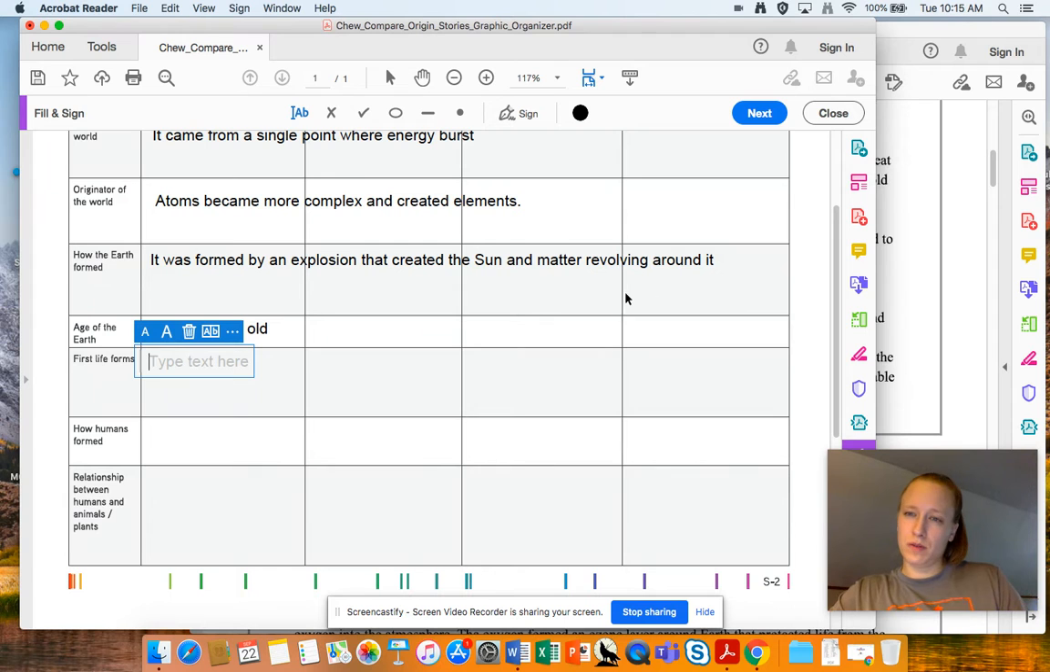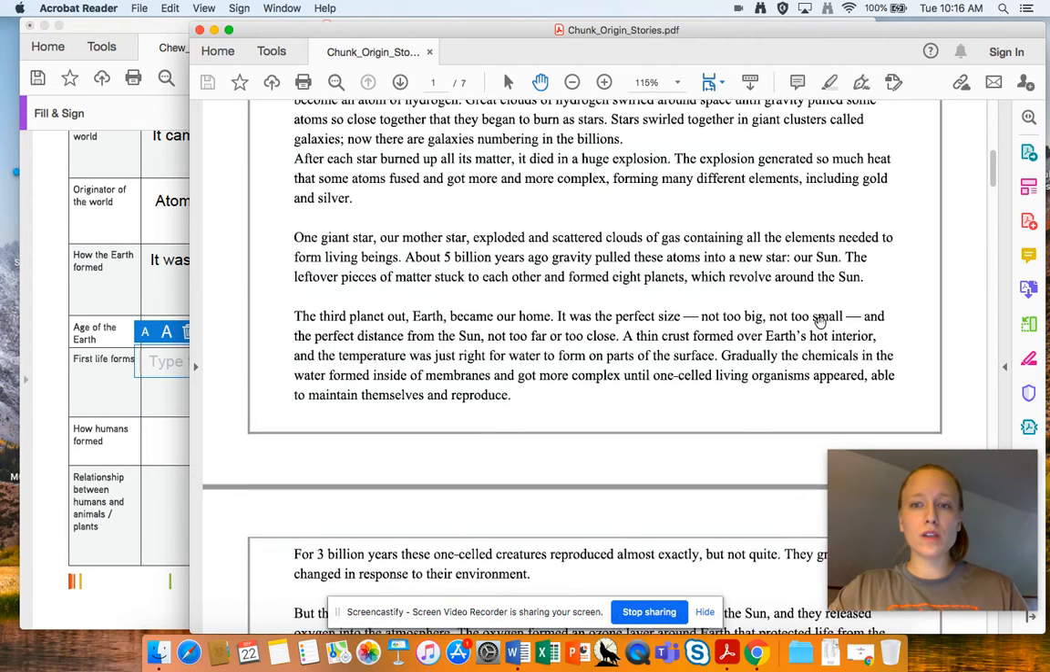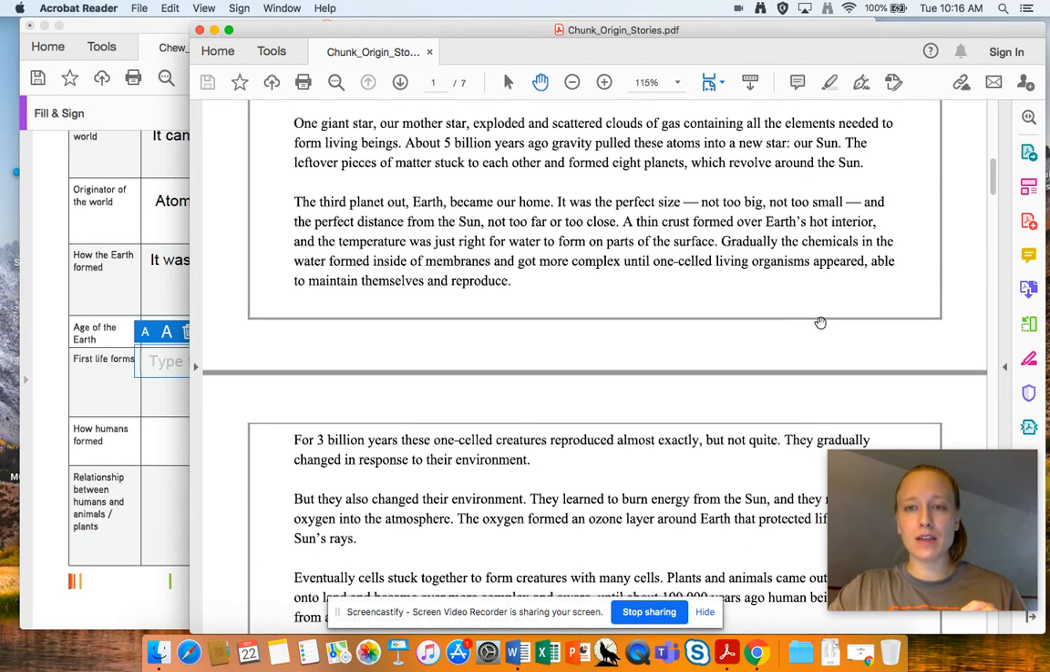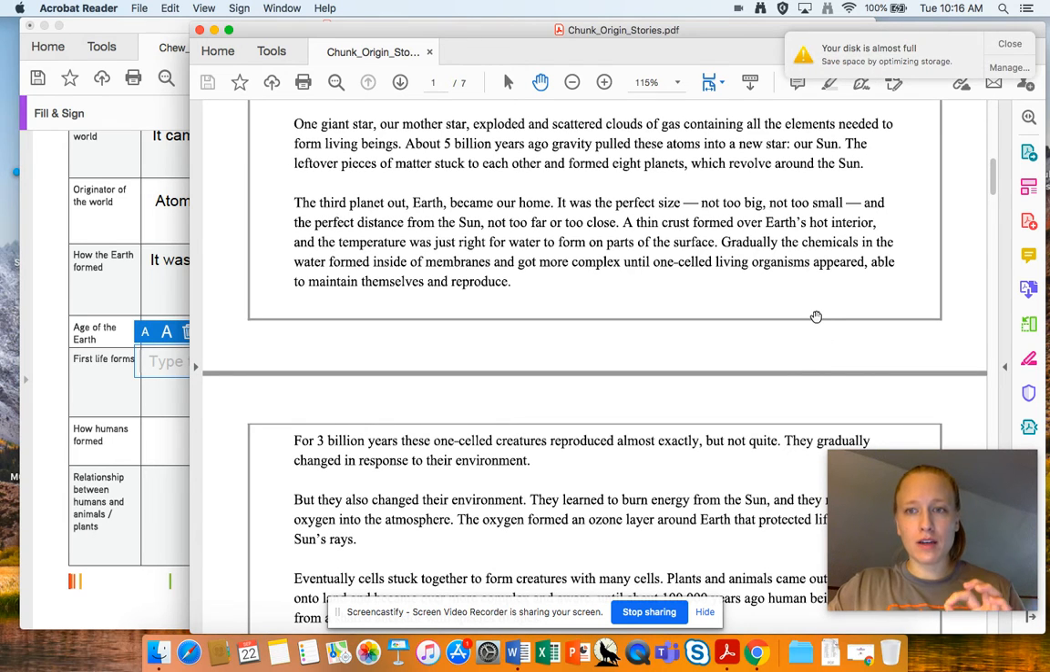First life forms. So, what was the first piece of living organisms on Earth? So, we go back to our paragraph about the Earth, and it looks like first there was water, and inside water, there were one-celled living organisms, so just one cell. We are far more complex as humans, but it started off as one cell, and then they began to reproduce.